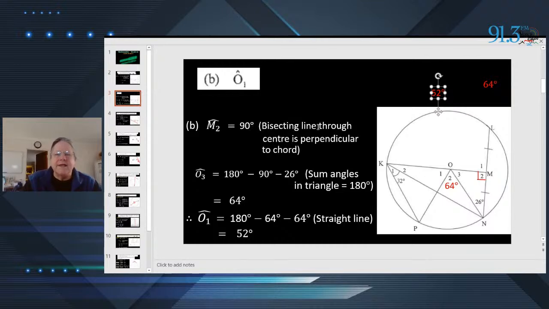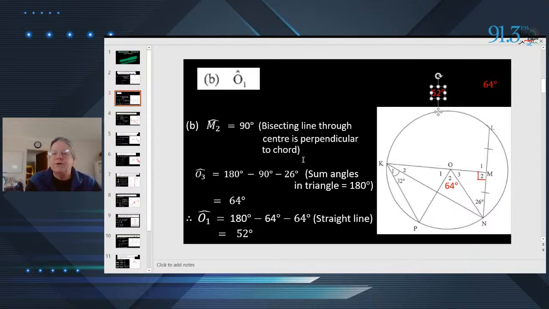So if we saw that M2 is 90, we would write it down. And the bisecting line through the center. The part that's important here is that line through the center. So the bisecting line through the center is perpendicular to the chord. That's why M2 is 90.